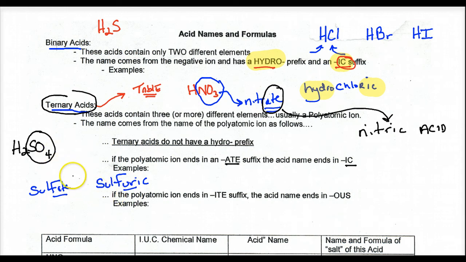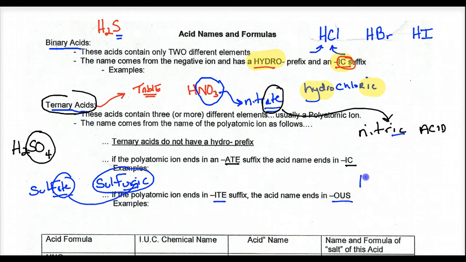So if it's an ate, it becomes an ic from the name of the polyatomic ion. So the name of the acid is from the polyatomic ion, whereas with the binary, the name of the acid is wrapped around the element involved. Since it's binary, the hydro and the ic wrap around the element. Whereas the ternary acid, which has a polyatomic ion, that's the name of the acid. Ic if it's ate, and if it's an ite, it becomes ous.